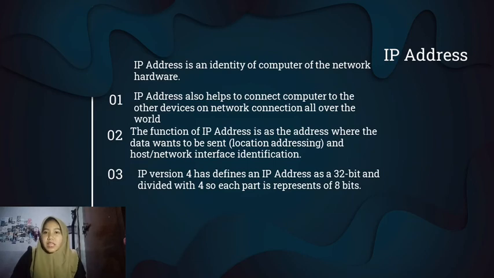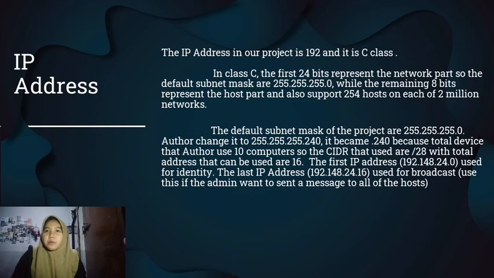or network interface identification. IP version 4 has defined an IP address as 32 bits divided into 4 parts, so each part represents 8 bits. The IP address in our project starts with 192 and it is class C. In class C, the first 24 bits represent the network part, so the default subnet mask is 255.255.255.0, while the remaining 8 bits represent the host part and also support 254 hosts on each of 2 million networks.